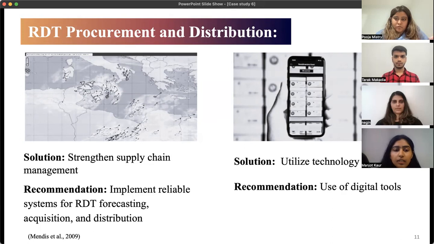Form alliances with trustworthy suppliers, streamline inventory control, and enhance transportation logistics. The second is to utilize technology. It is advised to investigate the use of digital tools to increase data accuracy, streamline the procurement and distribution process, and provide real-time monitoring. Examples of such tools include inventory management software and mobile applications.